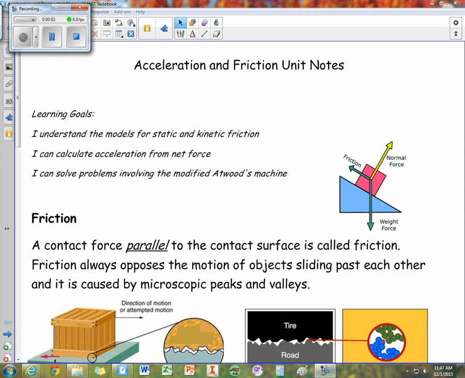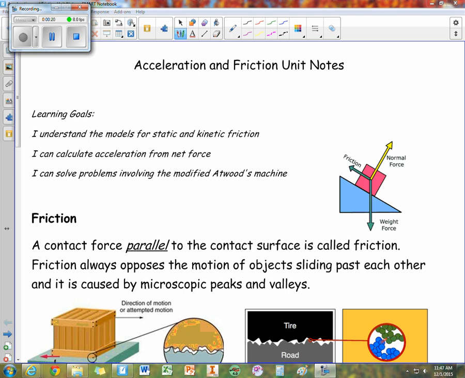Okay, welcome. This is the first video for the acceleration and friction unit. This is the unit where we're going to start bringing things together, bringing together ideas like force, equilibrium, force diagrams. We're going to start using these to help us solve problems.